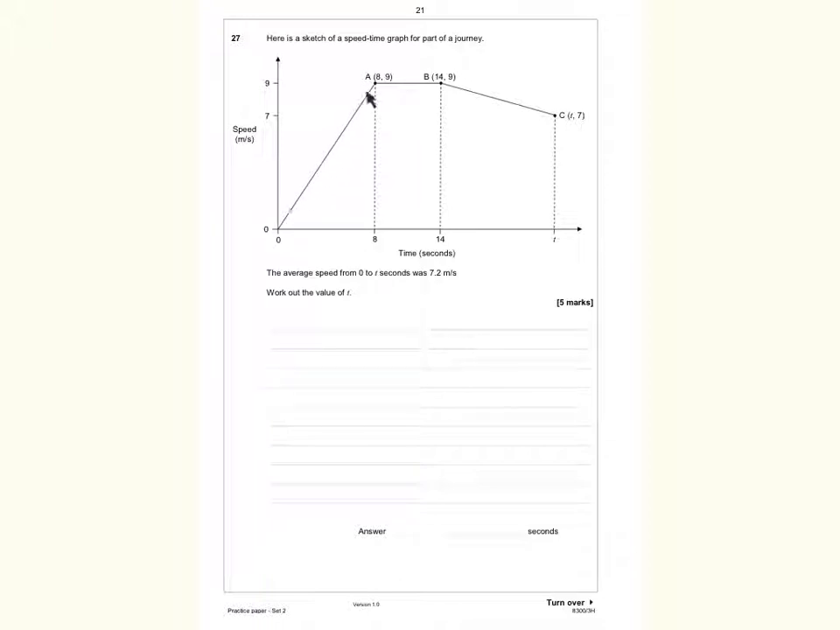If we just think about what this graph means, the speed is increasing here, so this means acceleration. Then we've got this part here where the speed is constant. The speed is 9 meters per second. And then we've got this part where the speed is decreasing from 14 seconds to t seconds. Now they're saying work out the value of t.